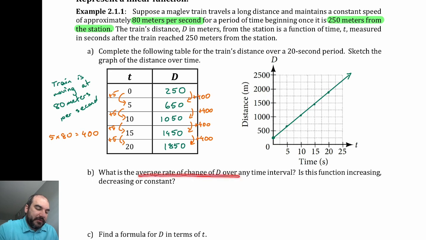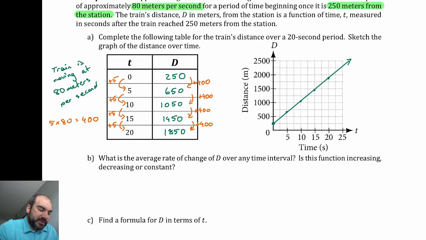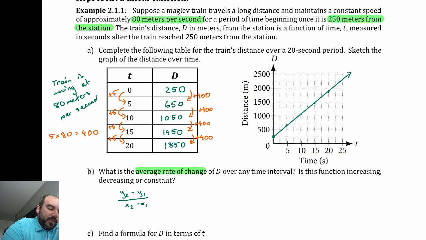So on part B, the question says, what is the average rate of change of d over any time interval? You guys remember how to do average rate of change from last chapter? The whole y2 minus y1 over x2 minus x1. We can pick any 2 points on here and do a slope. Or we can recognize that this rate that was given to us, the speed of the train, is going to end up being the average rate of change of d.